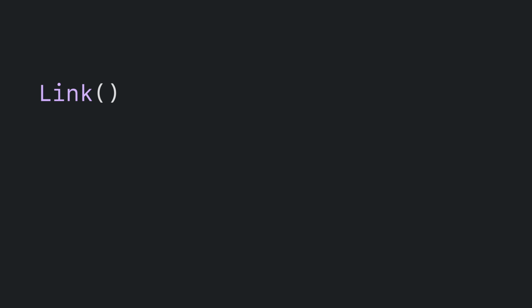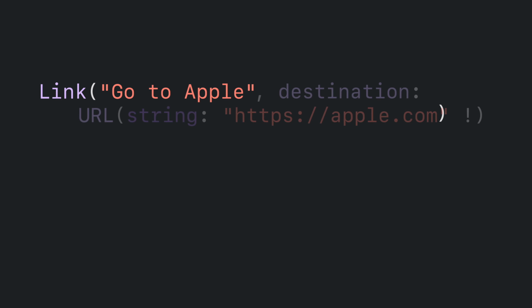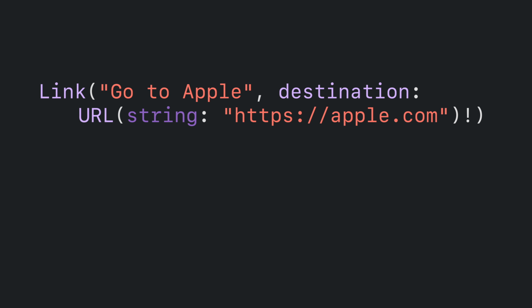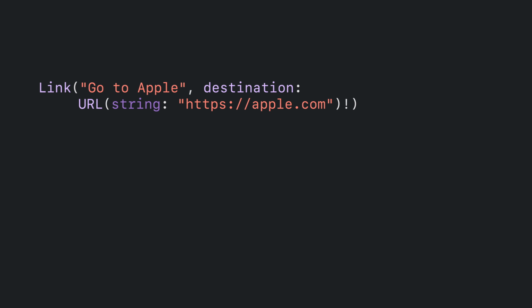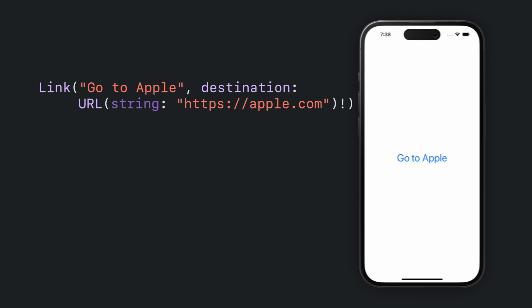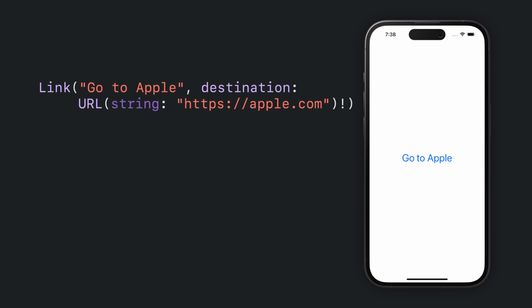SwiftUI Link. The SwiftUI link is a control for navigating to a URL. We can create a link by providing a destination URL and a title. The title tells the user the purpose of the link. This can be a string, a button, or a custom view that acts as a label. The following example creates a link to the apple.com website and it displays the title string as a link-styled view.